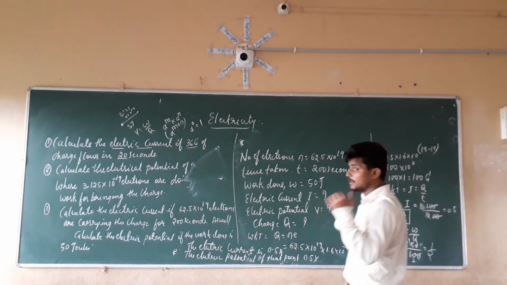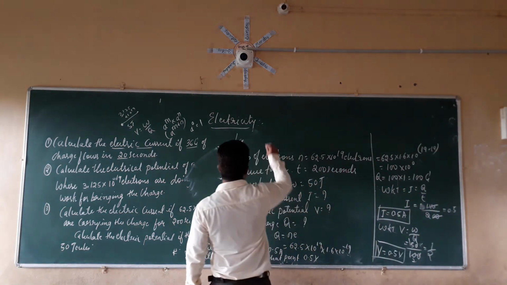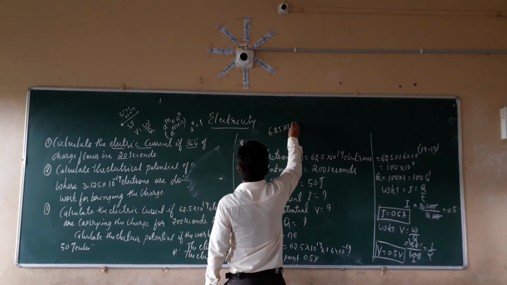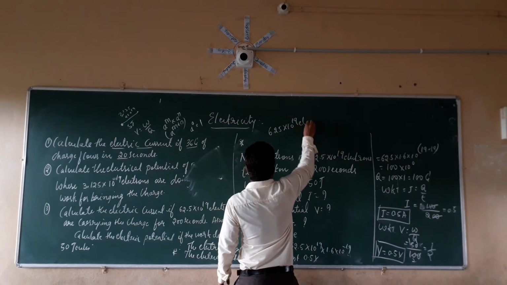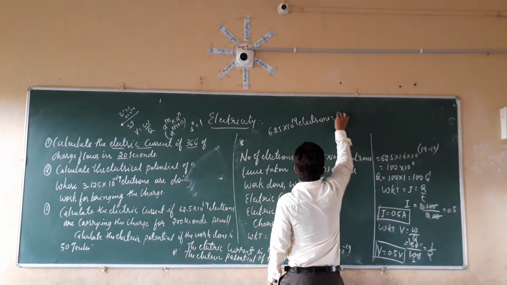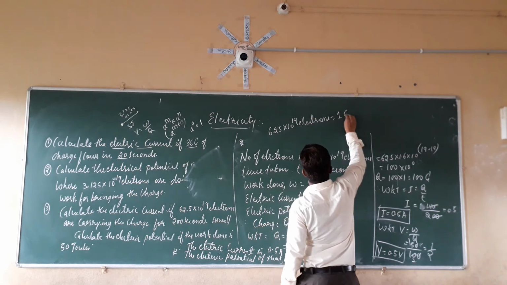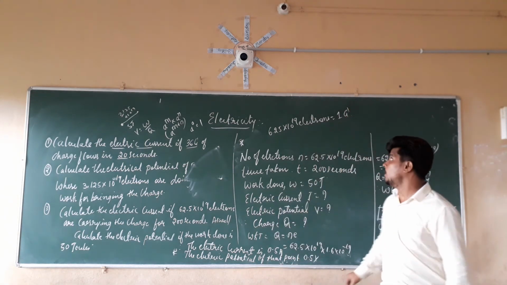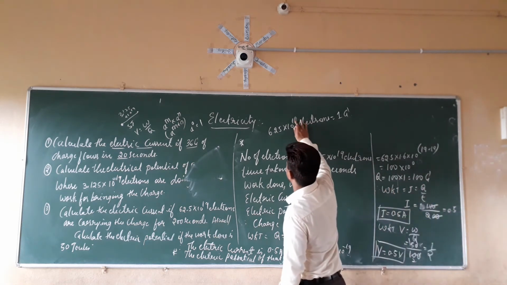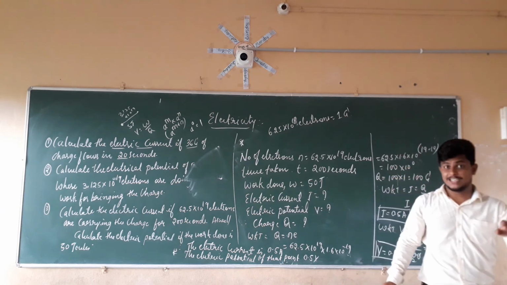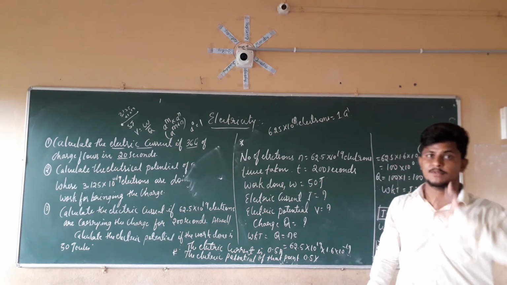If you remember the first class, 6.25 into 10 raised to 18 electrons is equal to how much? It is equal to 1 coulomb of charge. 6.25 into 10 raised to 18 electrons constitute 1 coulomb of charge.